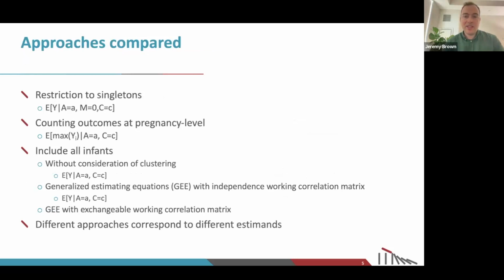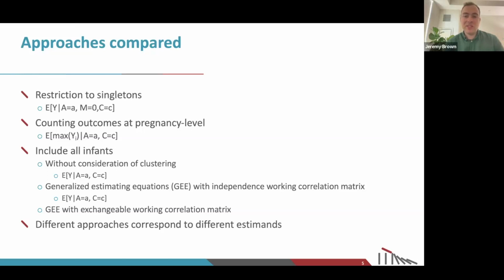The approaches that I'm comparing are some common approaches that have been applied in perinatal epidemiology. That includes restricting to singletons, and counting outcomes at the pregnancy level. So at the pregnancy level, does the mother have one or more infants with, for example, a malformation, if malformations are the outcome? And then different approaches that include all the infants.